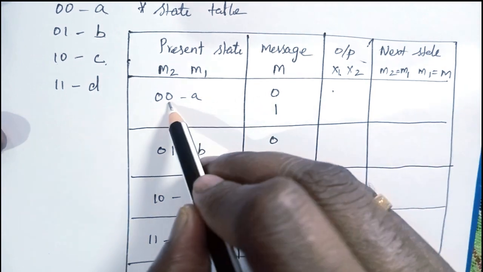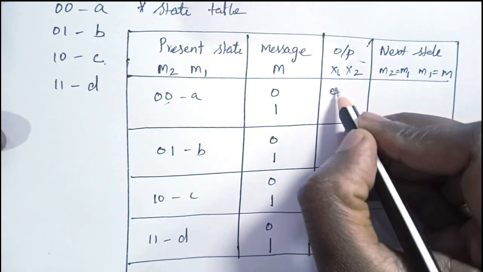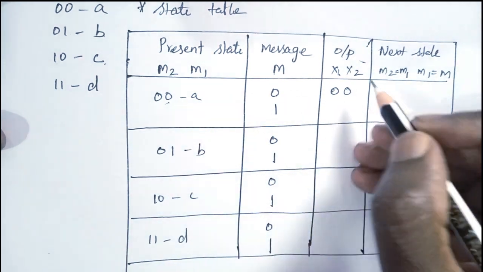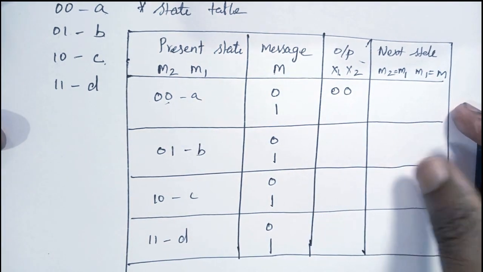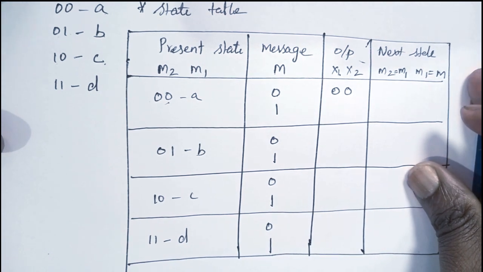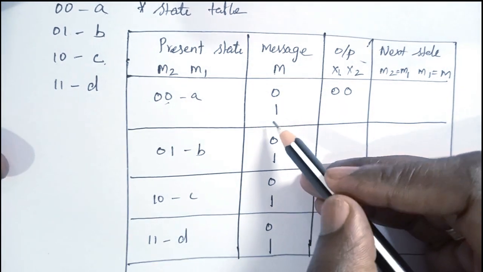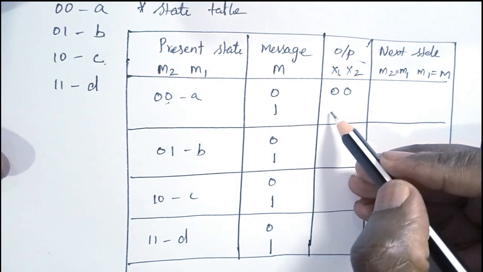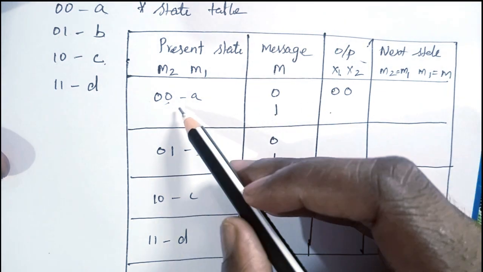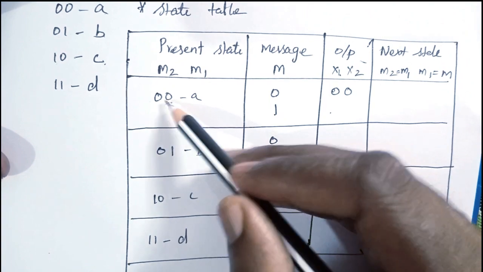So 0 XOR 0 is 0, and 0 XOR 0 is 0. Again, X2 is nothing but 0 XOR 0. So what is the XOR operation basically? I think you must be very aware of it. If the inputs are the same, the output is 0; if different, the output is 1. That is, 0 0 is 0, 1 1 is 0, 1 0 is 1, and 0 1 is 1. So what is the output for this state? X1 is M XOR 1 XOR 0, which is 1, and 1 XOR 0 is 1.